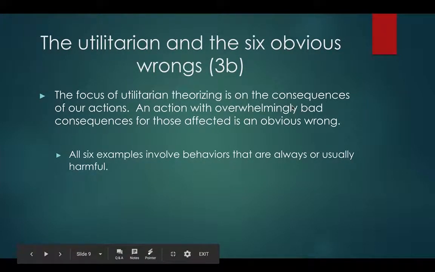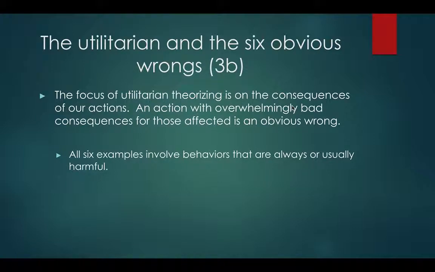So, question 3b, how would the utilitarian account for this according to this first lecture? Now each of these theories I'm going to mention here, each of the 3 gets its own unit in the course, so you get a lot more elaboration later, a lot deeper understanding of how they operate. So the focus of utilitarian theorizing is on the consequences of our actions. An action with overwhelmingly bad consequences for those affected is an obvious wrong. So all 6 examples involve behaviors that are always or usually harmful.